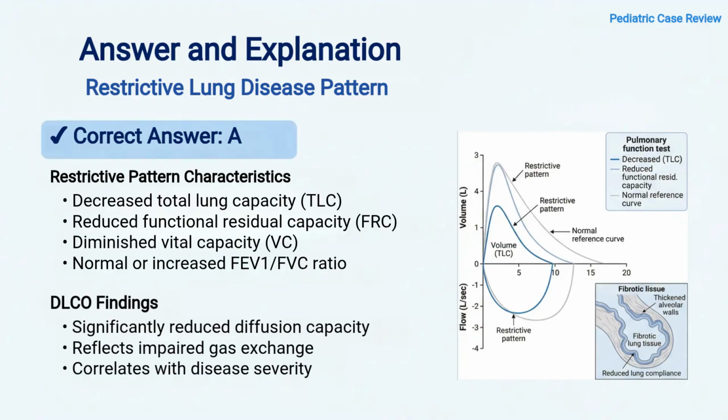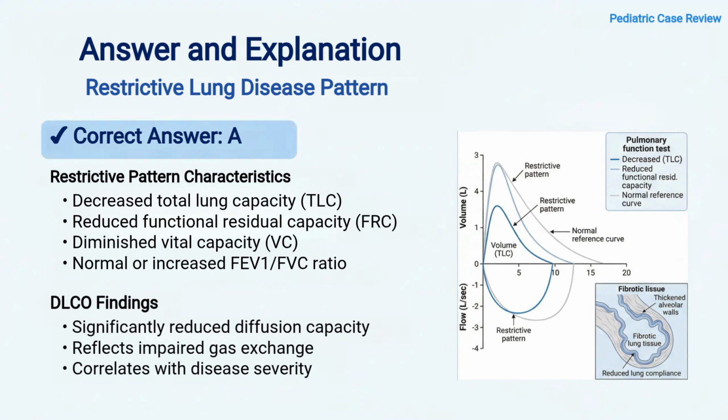Normal or increased forced expiratory volume in 1 second to forced vital capacity ratio with significantly reduced diffusion capacity of the lung for carbon monoxide. Wait, looking carefully at the slide, the correct answer shown is actually A, which describes the restrictive pattern.